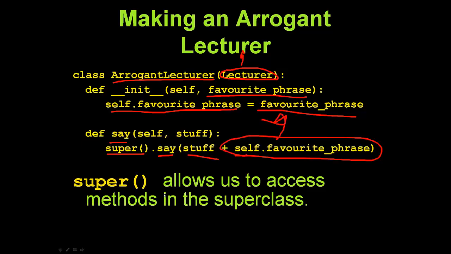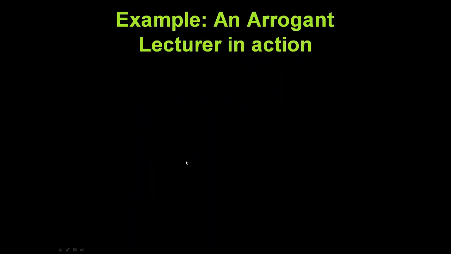So super allows us to access methods in the superclass. Now, if you don't call super say, then essentially that is what say does. So when you first call say, you hit this particular method, and this particular method will call super and call the say there. Let's take a look at how this works.